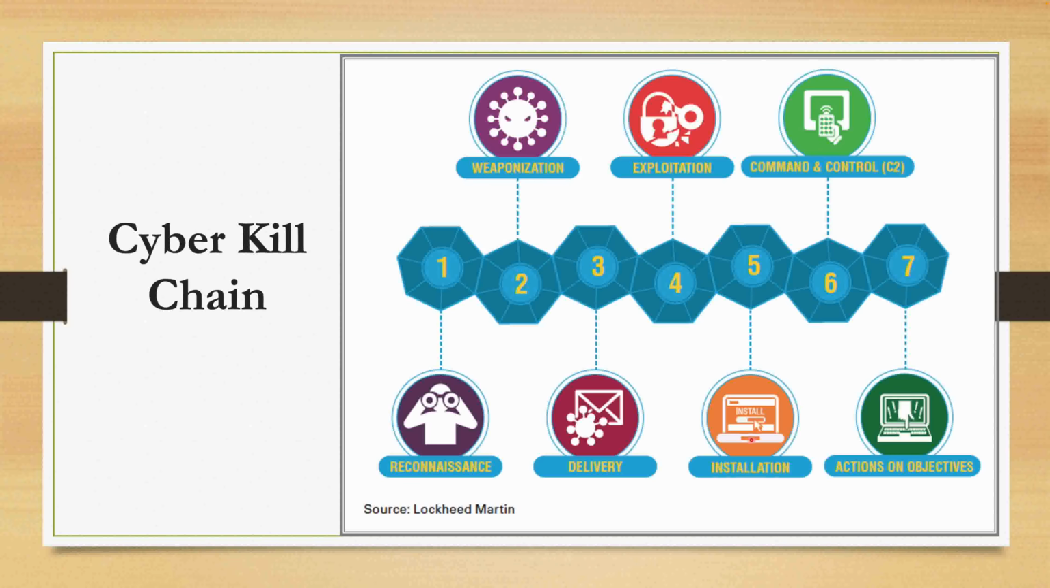Okay, following the installation, attackers move to the command and control, C2, phase, where they establish communication between the compromised system and their control server. This allows them basically to issue commands remotely, exfiltrate data, or deploy additional payloads. Now, finally, comes actions on objectives, where attackers achieve their ultimate goal, such as data theft, system disruption, or sabotage.